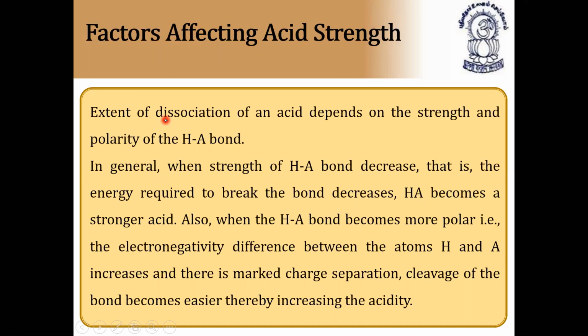Next, factors affecting acidic strength. The extent of dissociation of an acid depends upon the strength and polarity of the H-A bond. In general, when the H-A bond, that is the bond between hydrogen and another atom, decreases in strength, that is the energy required to break the bond decreases, HA becomes a stronger acid. So the weaker the bond energy, the stronger is the acid.